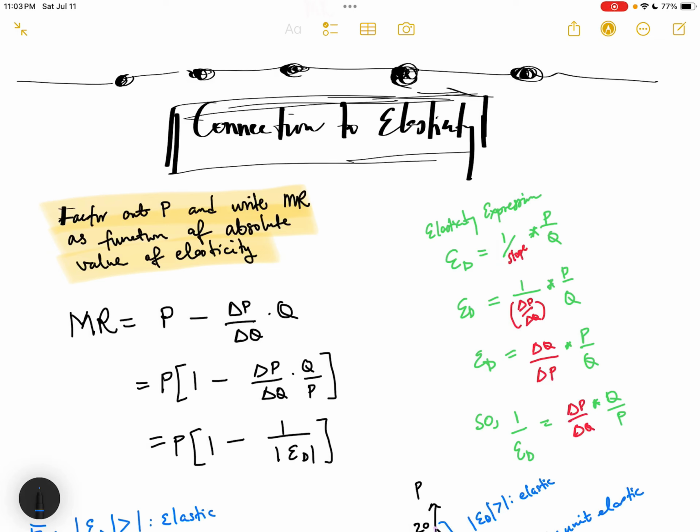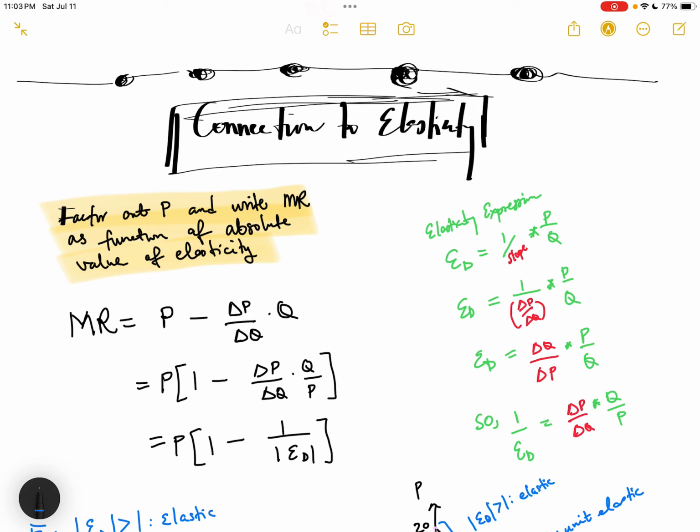All right, let's finish this up. We are going to connect marginal revenue to elasticity. We take the expression of marginal revenue and we write it as a function of the absolute value of elasticity, that is the price elasticity of demand.